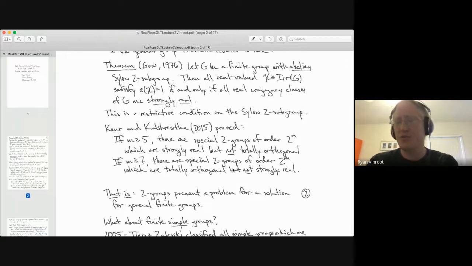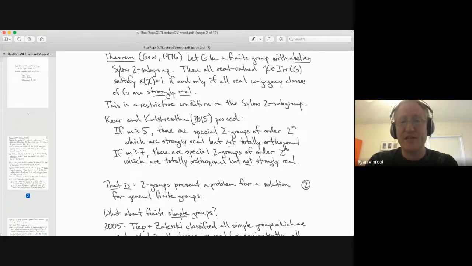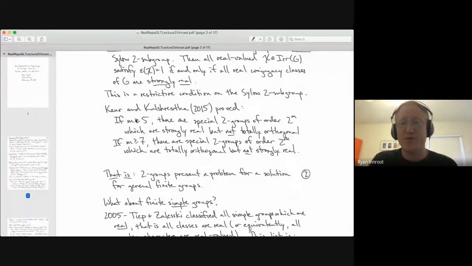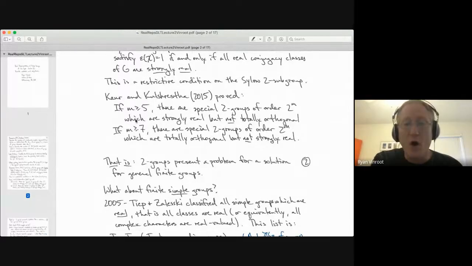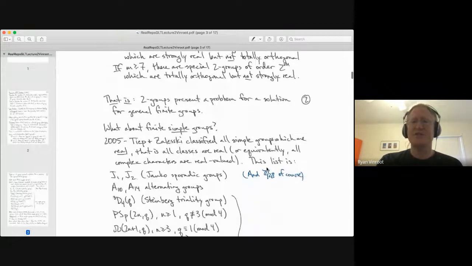Okay, so one way that group theorists try to get an answer for all finite groups is to look at what's going on with finite simple groups. So there's a classification of finite simple groups. And one question that was addressed by Tiep and Zalesski, in a paper from 2005, is: which finite simple groups are real? That is, which ones have the property that all classes are real, so every element is conjugate to its inverse, or equivalently, all of their characters are real valued. So Tiep and Zalesski classified all such finite simple groups, and here's a list.